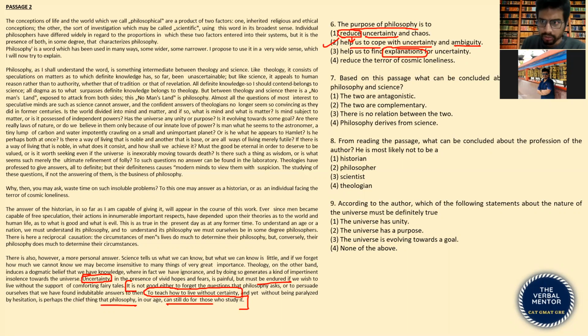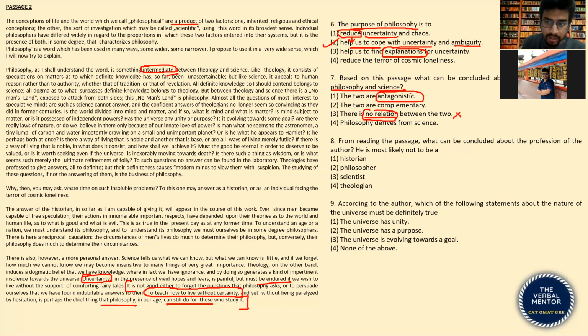Based on this passage, what can be concluded about the relationship between philosophy and science? What is the relationship between philosophy and science? Oh, there's no relation between the two. I think it would be the first answer choice that I would eliminate, guys. I would eliminate this answer choice because philosophy is intermediate between theology and science. Philosophy lies between theology and science. It is written that philosophy is a product of two factors, theology and science. So how is it unrelated to science? The first option I would eliminate is option 3. So that's wrong.